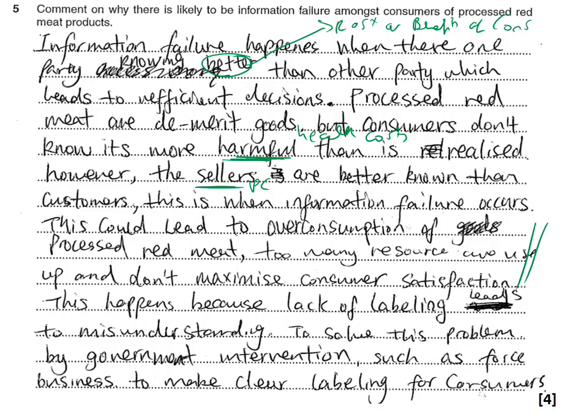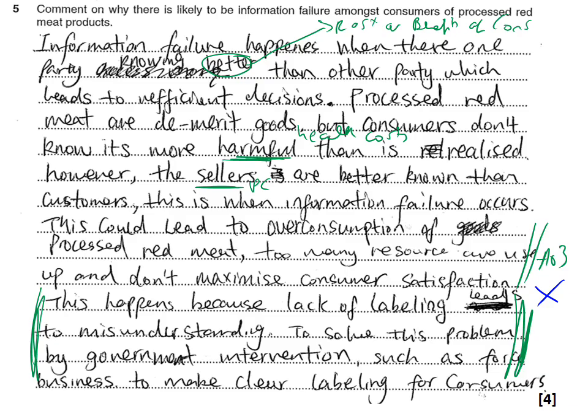So we've got here the example of the market failure as well. This happens because a lack of labelling leads to misunderstanding. To solve the problem, the government could intervene, for example by forcing firms to make the label clear for consumers. As it's a comment question, what we need for AO4 is not a solution, because the question would be looking at the effectiveness of providing information. So we don't need to solve it here. What we need is the opposite point of view, so that there isn't an information failure.